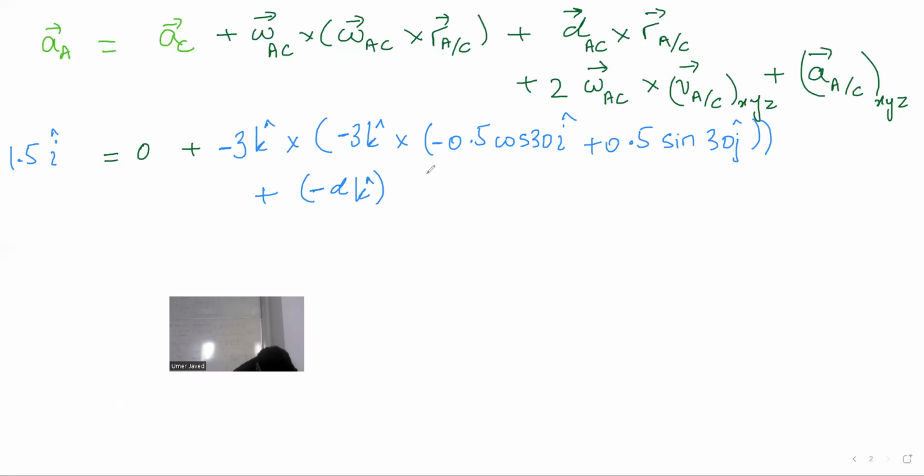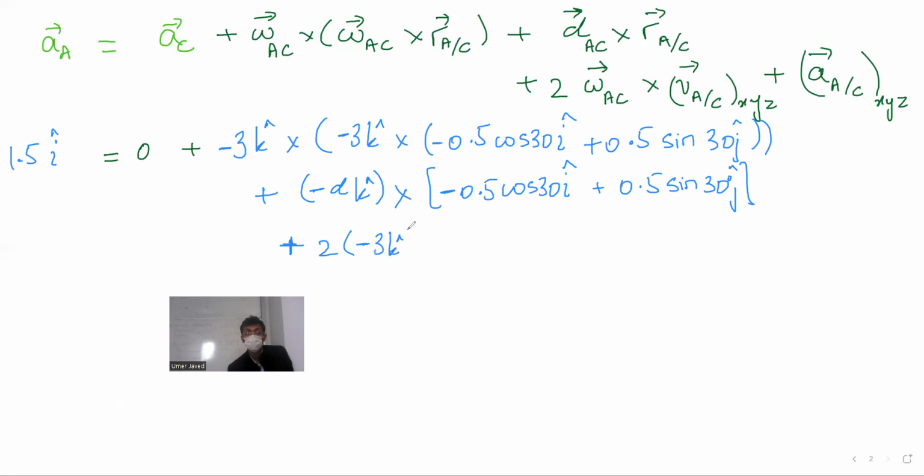Okay, so minus 0.5 cosine 30 I plus 0.5 sin 30 j, negative 3 k. Okay, cross product, minus 0.5 cosine 30 I plus 0.5 sine 30 j, done, plus 2 omega. Okay, what is omega AC? Minus 3, right? Because of my previous, and cross, okay, velocity of A with respect to C small xyz.